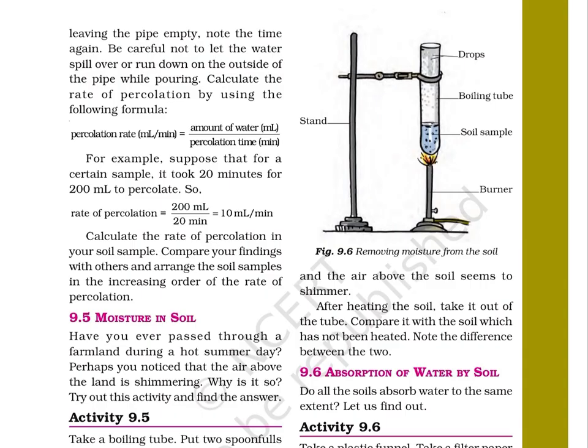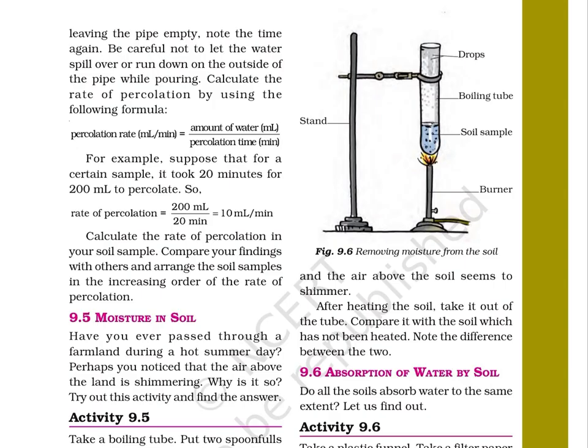Figure 9.6. Removing moisture from the soil. In this figure, we can observe a test tube. Inside the test tube is a soil sample. The test tube is over a burner. It is being held with the help of a stand. The test tube is boiling. We can observe water droplets around the glass of the test tube.